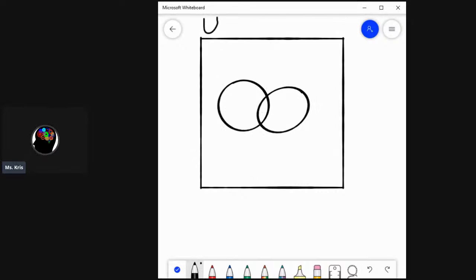Now the complement is everything that's in the universe that is not in that set. So say for instance you have A and B. The union of A and B is all of A and all of B, but not the universe. That is the union. The intersection is where they meet, where they cross. This part is considered the intersection.